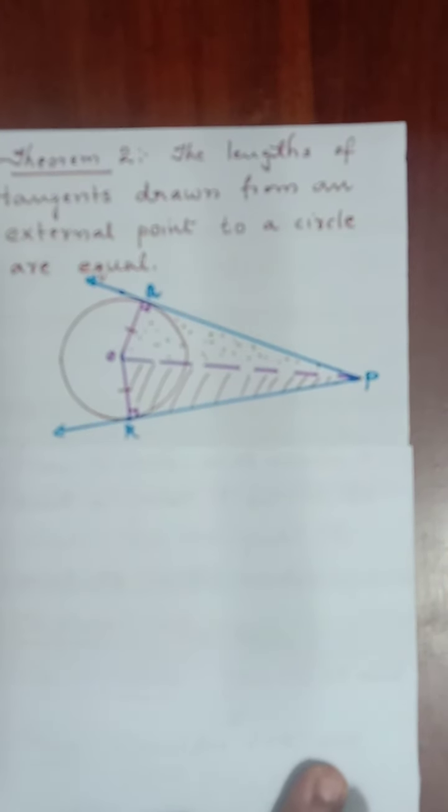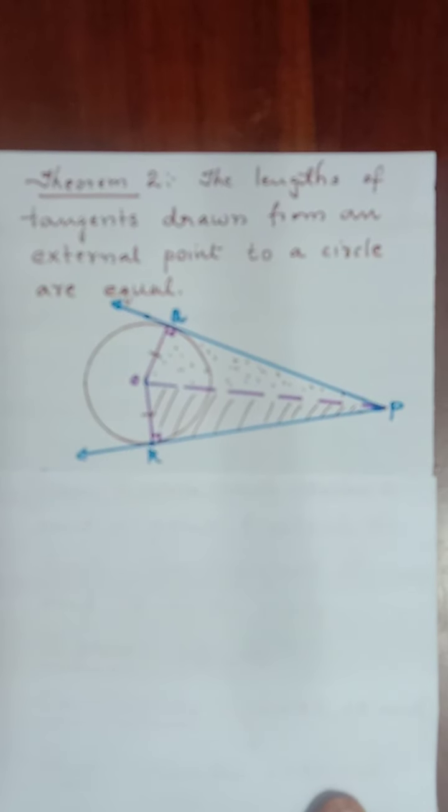Good morning, students. Today let us discuss theorem number 2. In last class you have learned theorem number 1, that is radius is perpendicular to tangent at the point of contact. Here this is also one of the simplest problems, that is theorem number 2. You can see the theorem. When you see the figure it will be very clear to you.